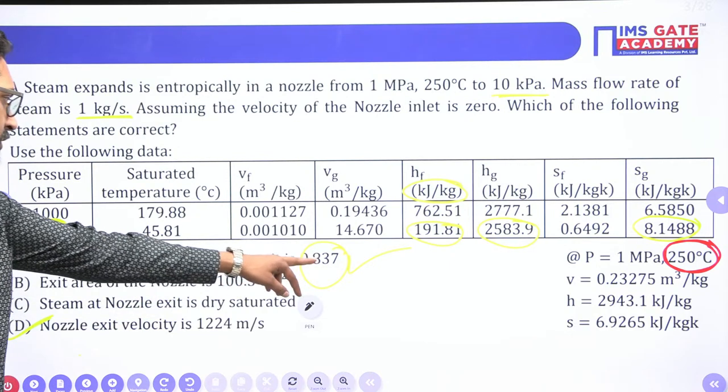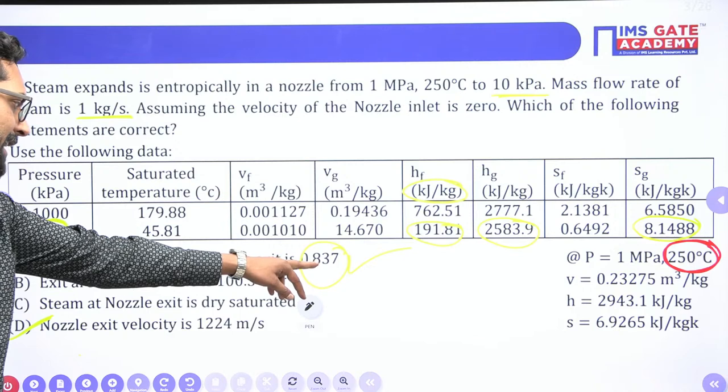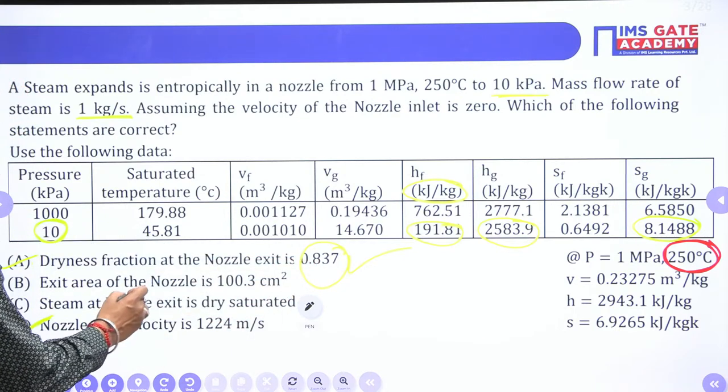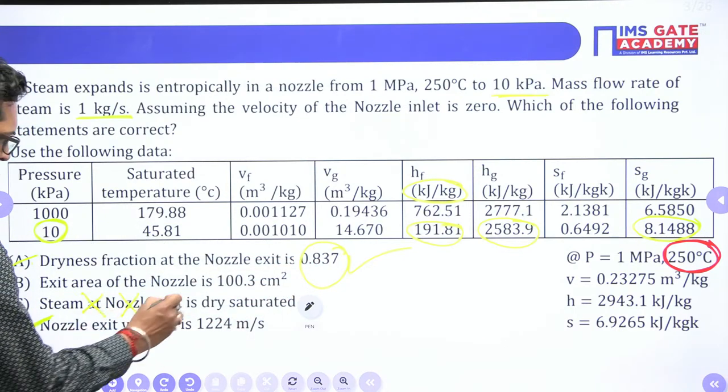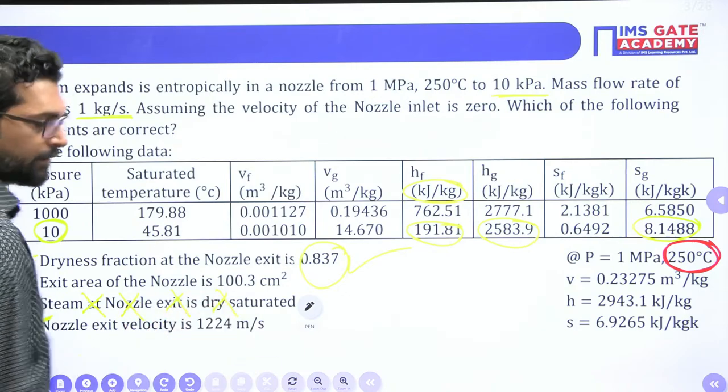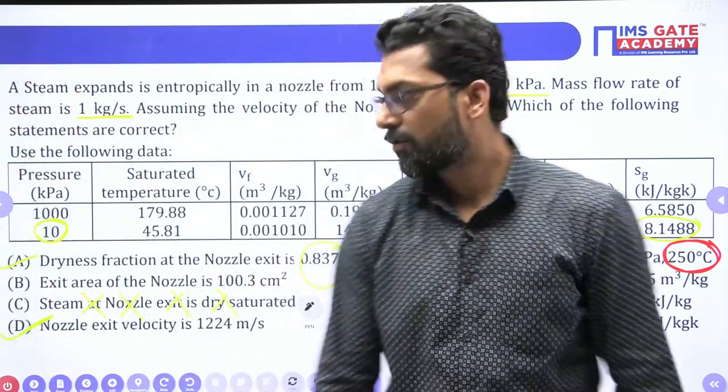So there is a dryness fraction, that is the wet region. So automatically option number three is cancelled. The exit is not dry saturated. So the third option is cancelled.